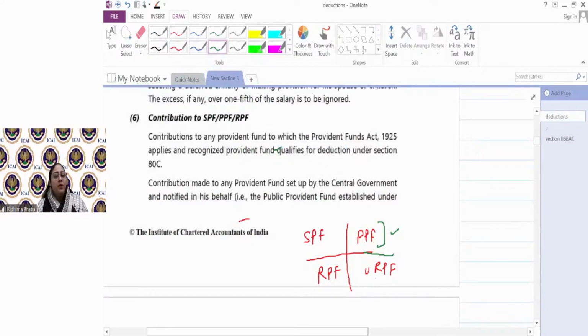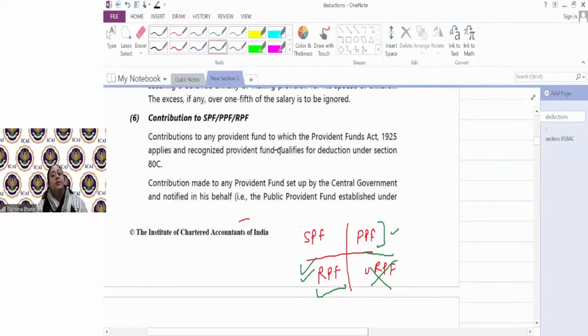ठीक है. URPF में when as an employee I'm contributing to a recognized provident fund, 80C is not allowed. But if I'm making a contribution as an employee to a recognized provident fund, 80C is allowed. Employer contribution के impact guys salaries में आते हैं, which I will not go into.